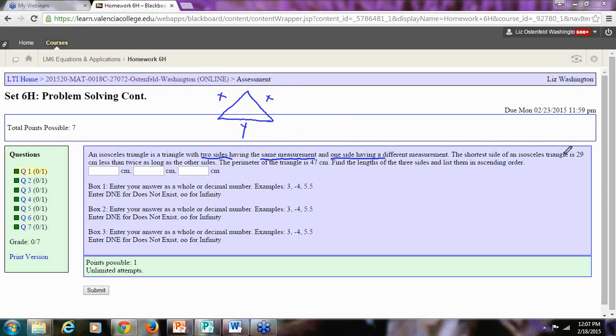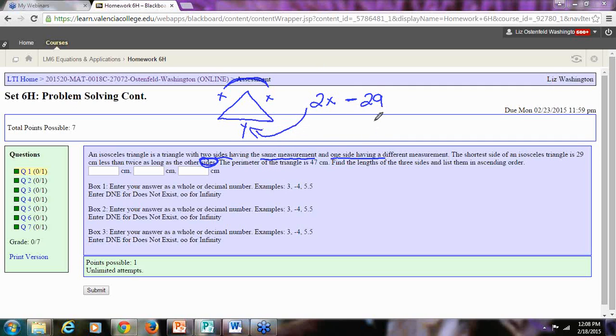The shortest side of an isosceles triangle is 29 centimeters less than, so I'm taking 29 away from something, 29 centimeters less than twice as long as the other sides. So twice means times 2 as the other sides. Since it says sides here, I'm assuming they're talking about these two because it used the plural. So it's basically saying this side right here is 29 less than twice the others. So that expression represents how long this side really is.